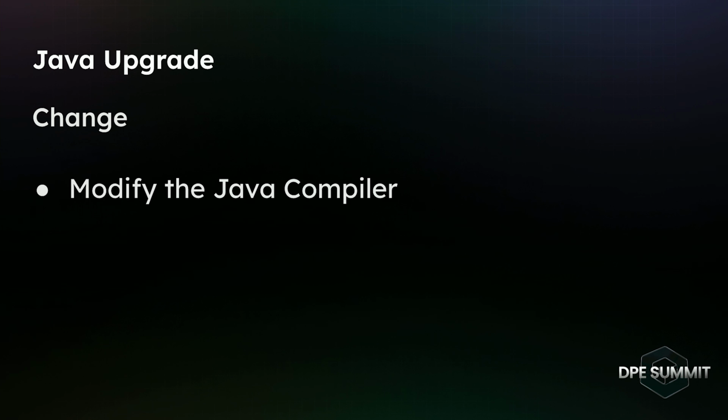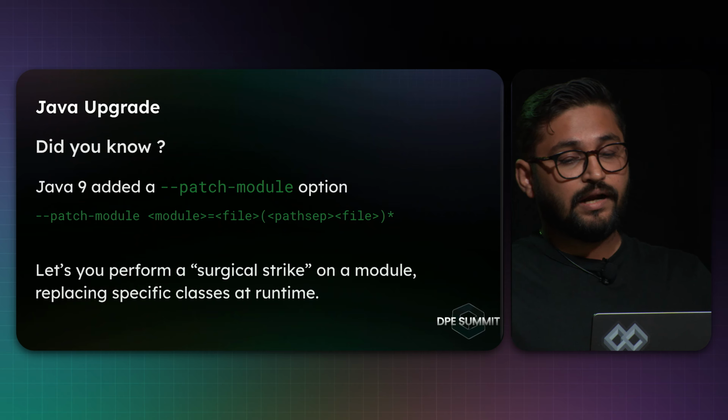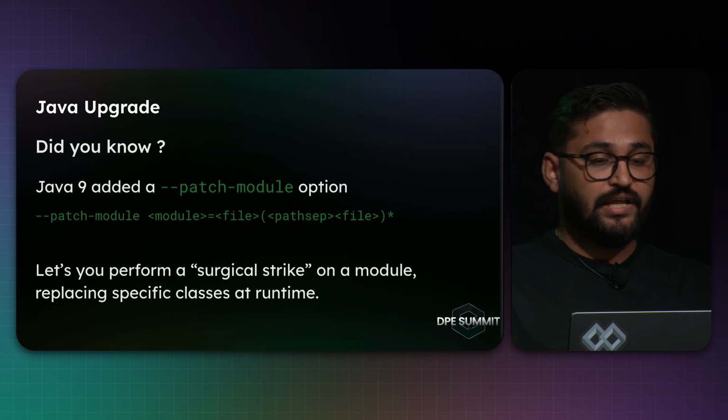So now again some trivia. Java 9 added an option called the patch module option. It's very helpful. It lets you perform a surgical strike on a single module, replacing specific classes at runtime. This helped us avoid the overhead of maintaining a whole fork of the JDK.